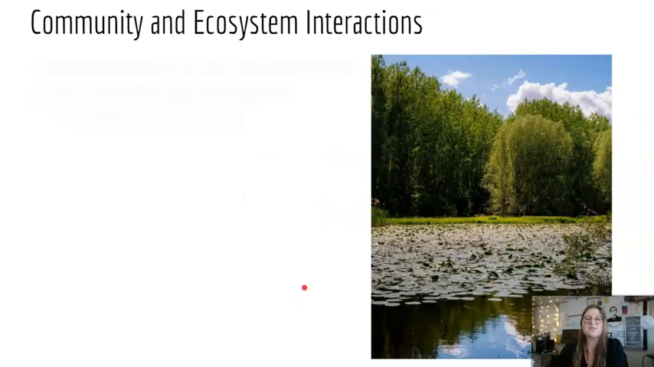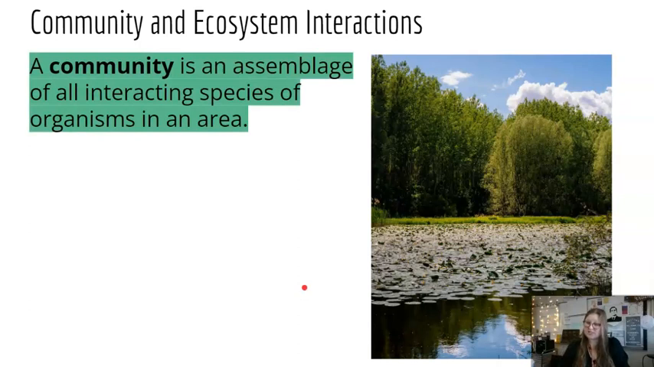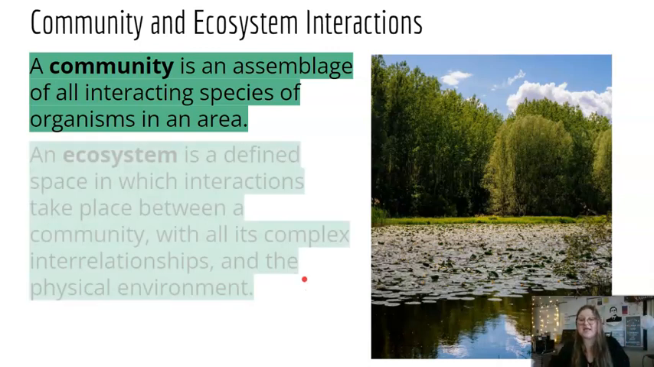So for community and ecosystem interactions, we're going to put definitions to some of those terms that we just talked about, those levels of organization. To start out, a community is an assemblage of all of the interacting species of organisms in an area. That area is defined however that area is defined. It could be a lake, a forest, an ecosystem, a biome, whatever it is. Community is all the living creatures in that area.